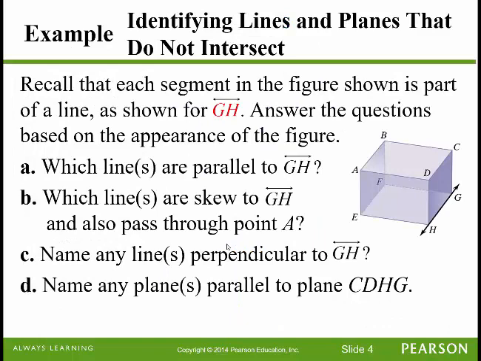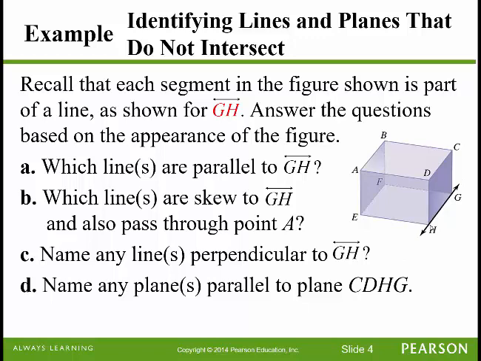All right, let's do an example. This example is about identifying lines and planes that do not intersect. Recall that each segment in the figure shown here, from a previous section, is part of a line. So as shown for line GH, this segment of the figure represents a line. So let's answer the questions based on the appearance of this figure.